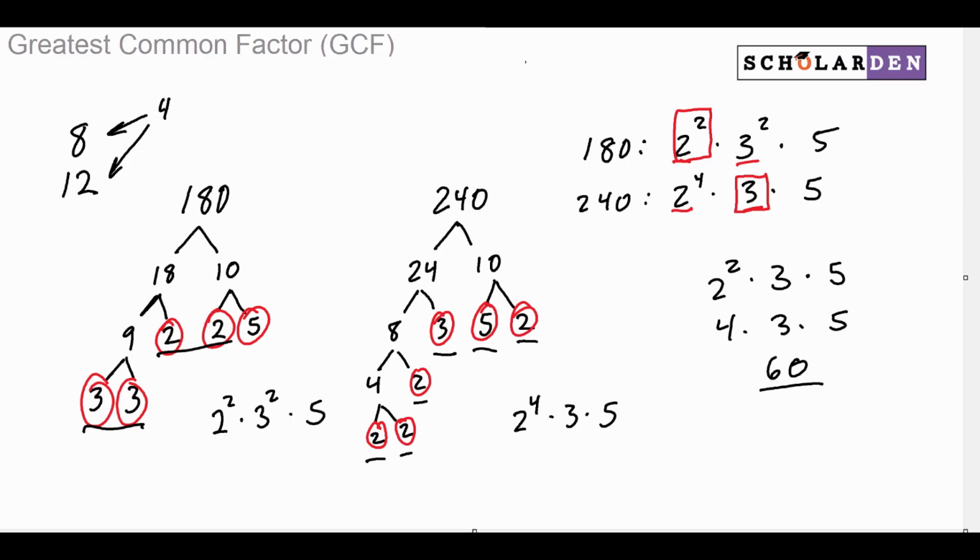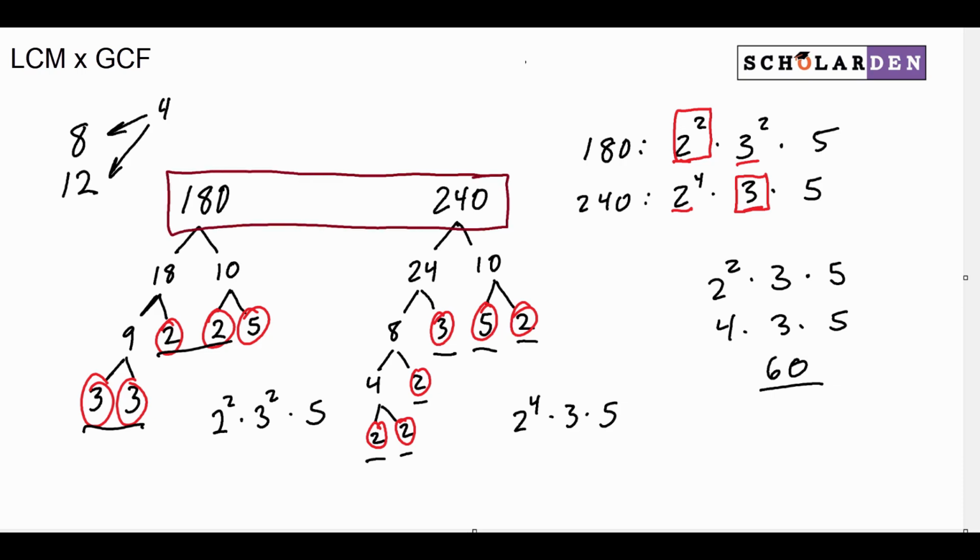And here's something really cool. If you multiply any two numbers together, so let's do these two numbers, that will be the same as if you multiply their LCM by their GCF. So remember, the LCM of 180 and 240 was 720. So here's the LCM. This is the GCF. So 180 times 240 will be equal to 60 times 720. They're both equal to 43,200 if you want to try that.